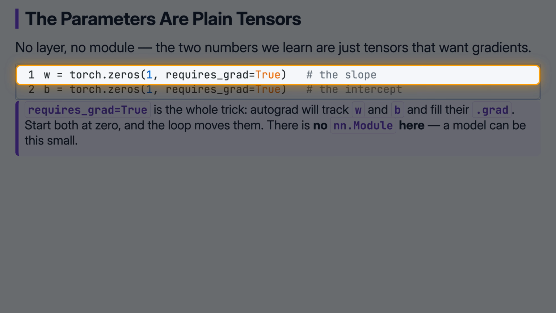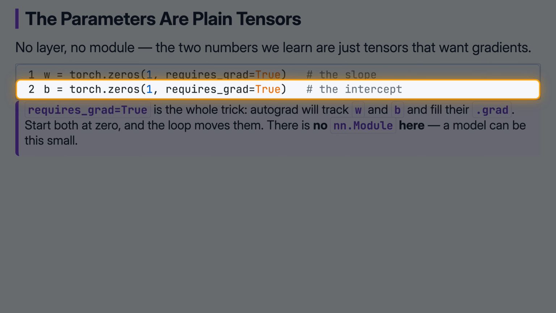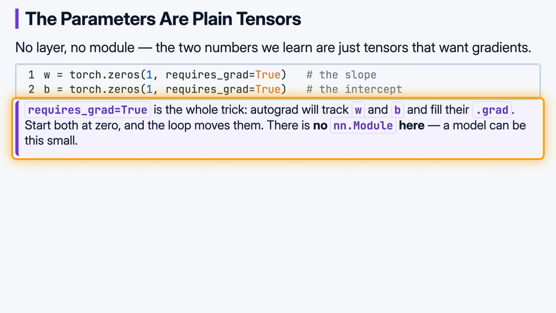This is w, the slope. It is 1 tensor starting at 0. And here is b, the intercept, also a tensor starting at 0. Requires grad equals true is the whole trick. Autograd will track w and b and fill their grad. There is no nn.Module here. A model can be this small.